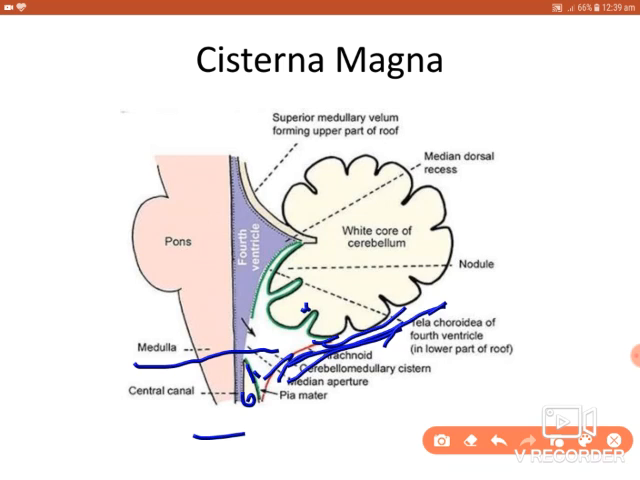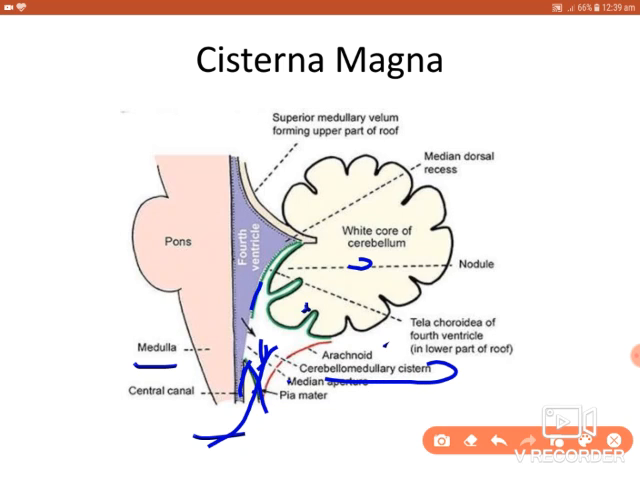This is called the cerebellomedullary cistern. Okay, the space here, this is called the cerebellomedullary cistern, between the cerebellum and this medulla. The anterior layer of this pia mater is reflecting towards this medulla. So this space here is called the cerebellomedullary cistern or the cisterna magna.